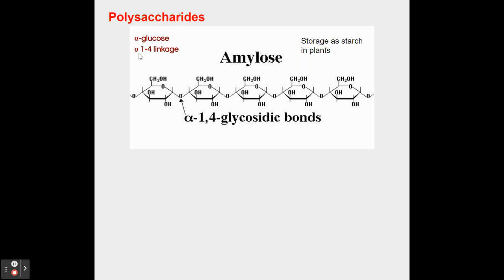But anyways, our first one is amylose. This is used as starch storage in plants, and it's made of alpha glucose. A bunch of alpha glucose monomers make up these alpha 1 to 4 glycosidic bonds. Again, the carbon 1 on one molecule to the carbon 4 on another molecule forms this alpha 1,4 glycosidic bond. And we know that because they're both pointing down here.